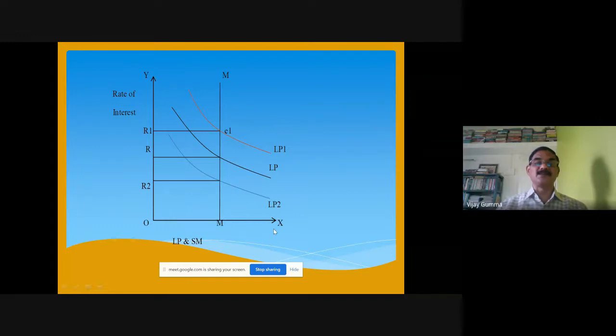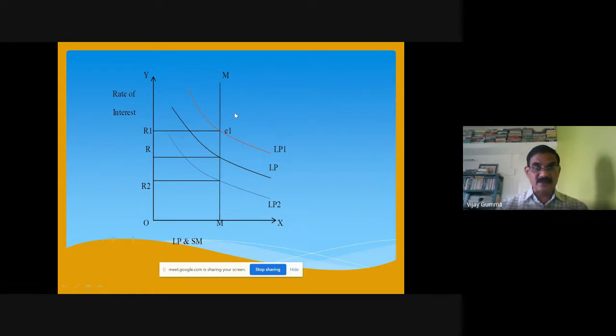X-axis represents liquidity preference of the people, that is demand for money, and SM supply of money. Y-axis represents the rate of interest. LP is the original demand for money curve. This LP, original demand for money curve, slopes negatively downward from left to right towards the x-axis.